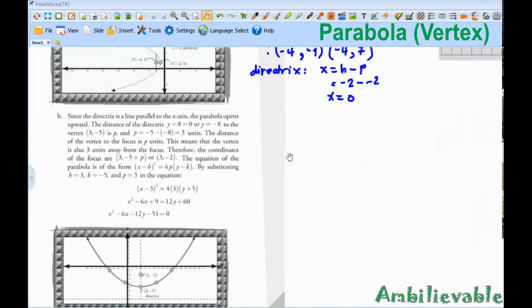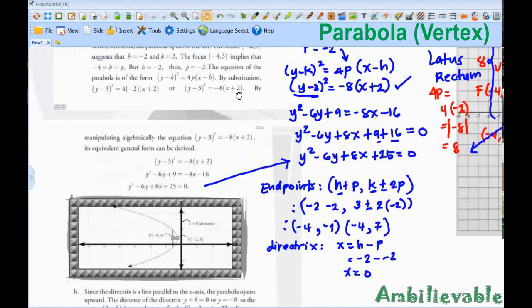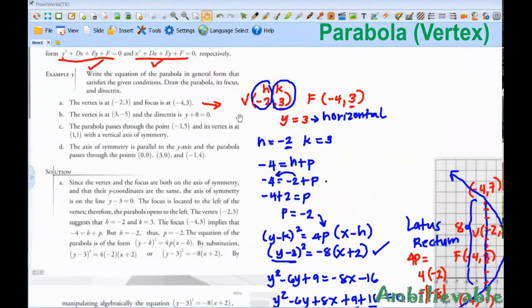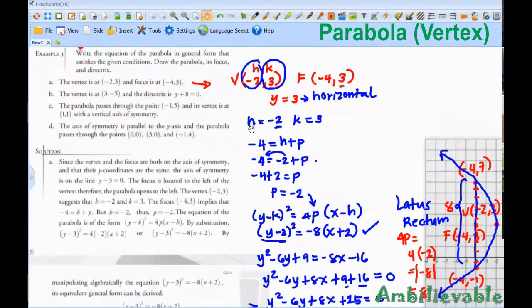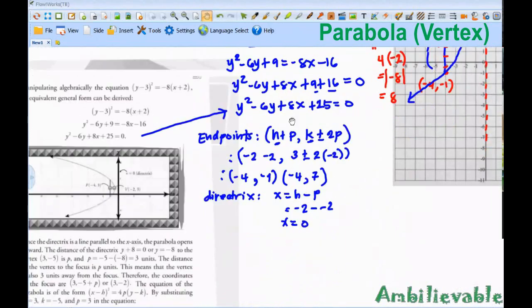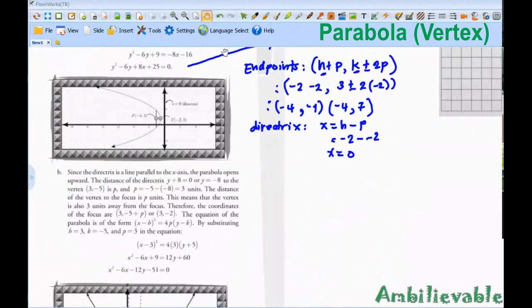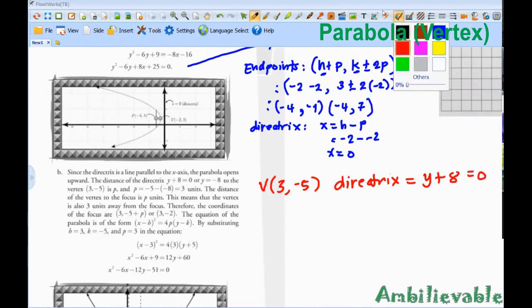letter B. On letter B, we have the vertex at 3, negative 5, and the directrix is y plus 8 equals 0. Okay, 3, negative 5.